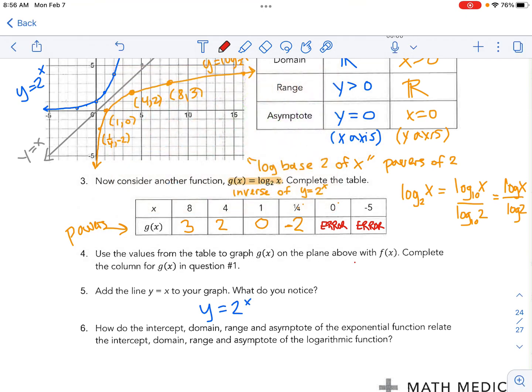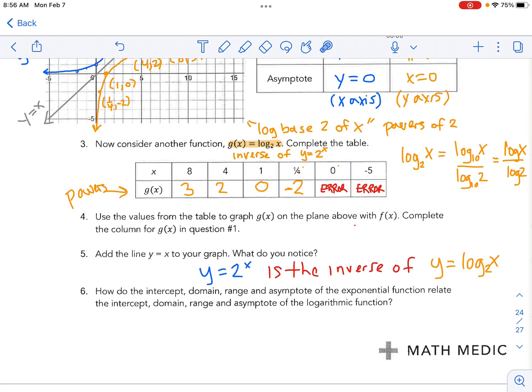So y equals 2 to the x is the inverse of y equals log base 2 of x. That's why we call it log base 2. The big 2 over here in the exponential is also called a base. Remember we talked about that a couple sections ago, where 2 is the base, x is the power, y is the answer.